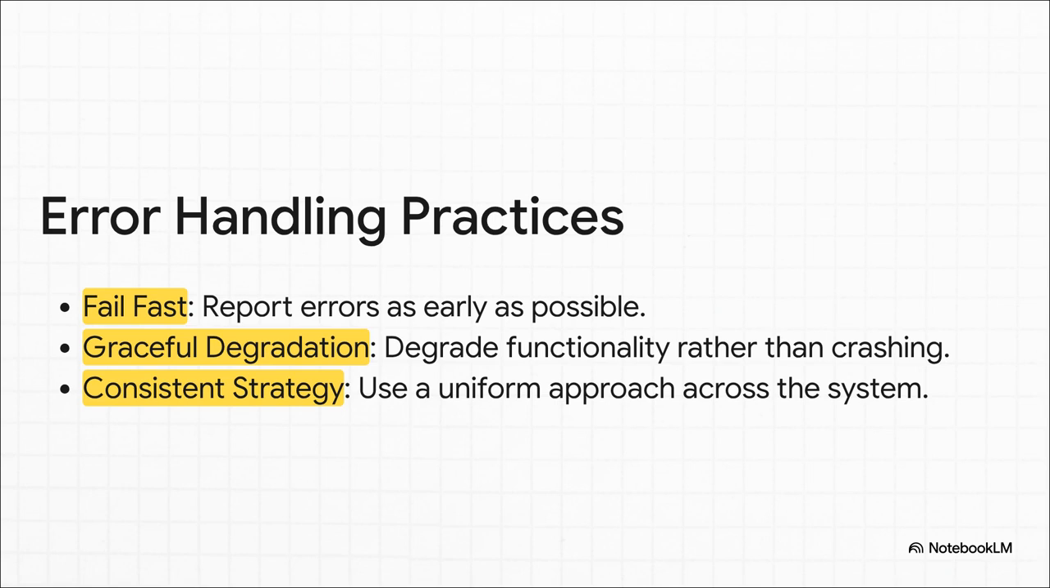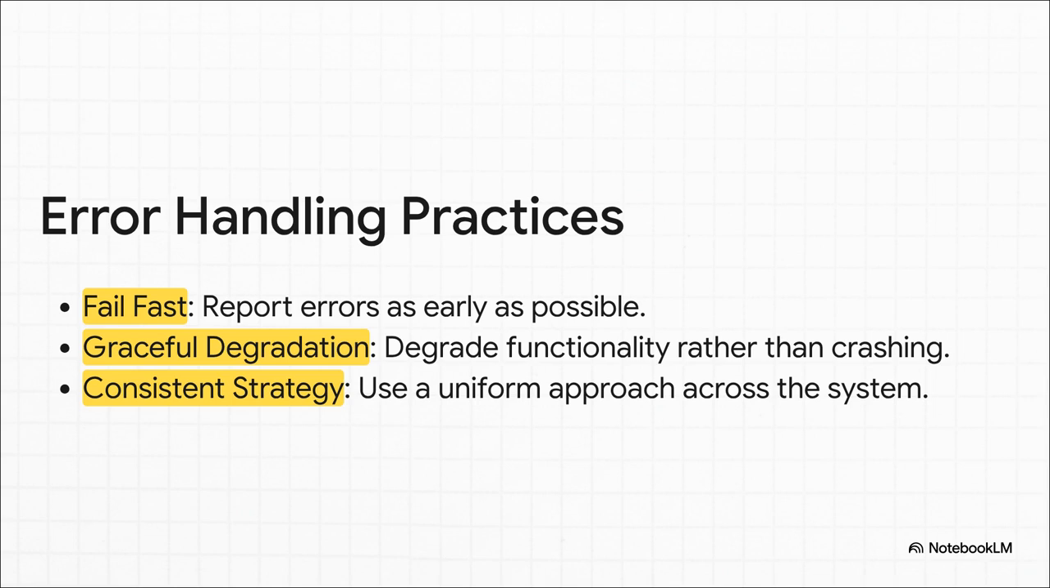So professional designers follow a few key strategies to build this kind of resilience into their apps. The first one is fail fast. It sounds a little weird, right? But it just means the system should flag a problem the absolute instant it happens. This prevents a tiny little glitch from snowballing into a massive system-wide catastrophe.